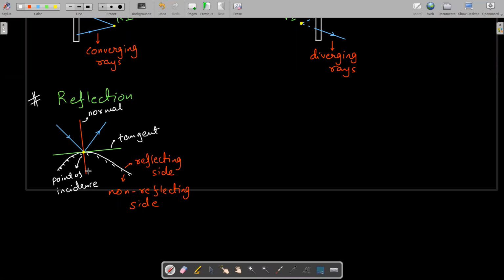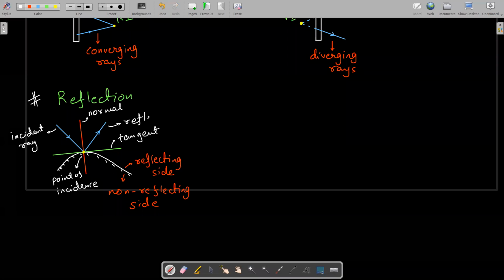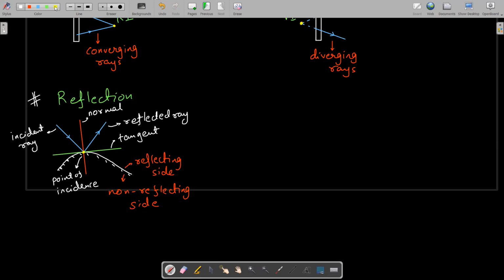All right. Now I'll be defining two lines here. I have two mutually perpendicular lines, normal and tangent, which I use to study the incidence and reflection of this ray. Before that, this is called the incident ray. And what is this? This is the reflected ray. Now, I'm going to draw two angles.